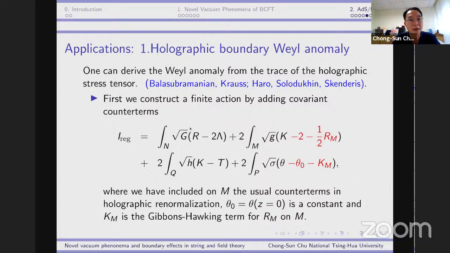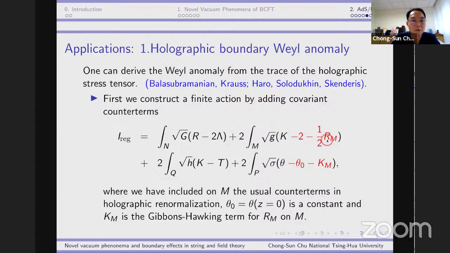Okay, so let me talk about the application. With the formulation of AdS/BCFT, one thing that comes to mind is the famous work of Skenderis and Henningson about the holographic Weyl anomaly. So we can try to reproduce the holographic boundary Weyl anomaly from the AdS/BCFT. This is very similar in idea, in fact, quite straightforward. So we start from the regularized action, including the covariant counterterms. These two are the covariant counterterms for four dimensional BCFT. Because of the presence of this R, which is a scalar term, you need to also introduce a Gibbons-Hawking boundary term on the P boundary.